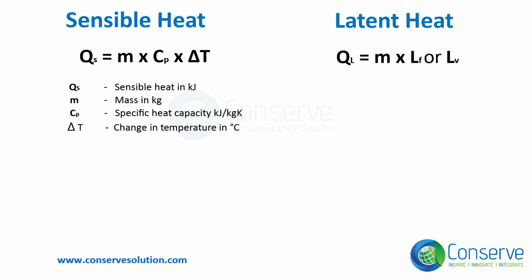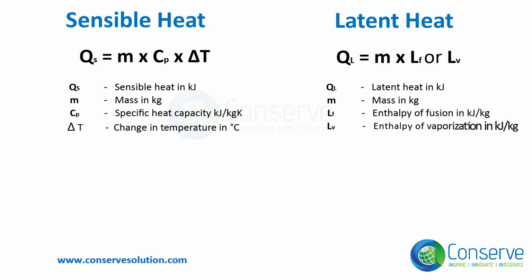Latent heat is measured by the formula QL = m × LF or m × LV, where QL is the latent heat in kilojoule, m is mass in kg, LF is enthalpy of fusion and LV is enthalpy of vaporization, both measured in kilojoule per kg.